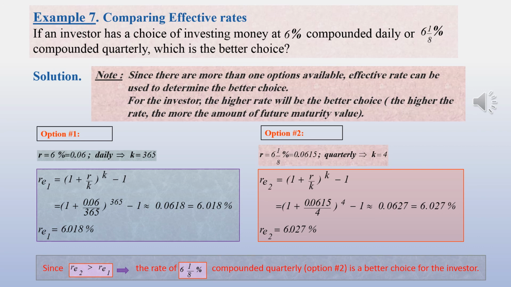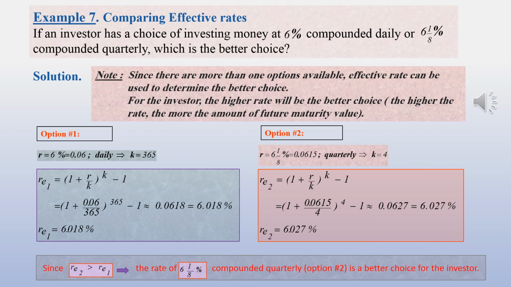So for option number 2, with the formula of Re2 equal to (1 plus R over K) to the degree of K, minus 1, we substitute all the variables here, R equal to 0.0615, which is equal to 6 1/8%, and K equal to 4, so we get Re2 is equal to 6.027%. We compare these two values, Re1 and Re2.